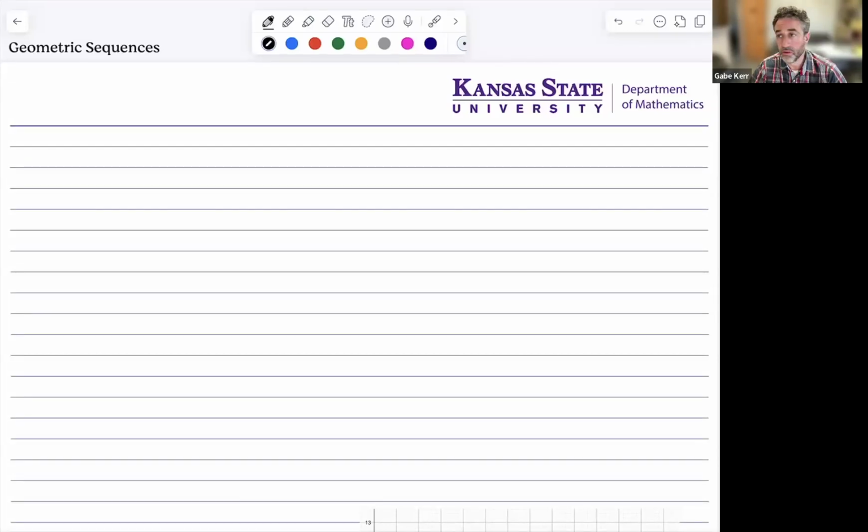Hello everyone. In this video, I'm going to talk about geometric sequences. This also goes under the term of the exponential growth model, although it can also be a model where you have something called exponential decay, depending on this common ratio. So this is also known as the exponential growth model.